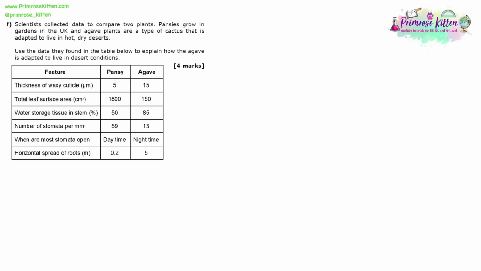Okay, so the last part of the question. This is one of those long answer questions about some data, but realistically it's a xerophyte or desert adaptations question, but it's all linked to transpiration. So scientists have collected data to compare two plants, pansies that are grown in gardens in the UK and agave plants that are a type of cactus that's adapted to live in hot, dry deserts.